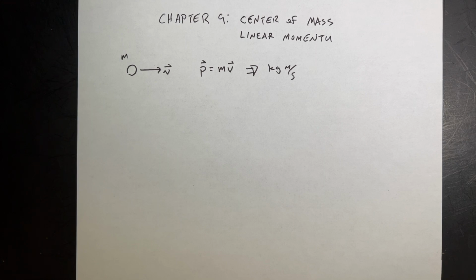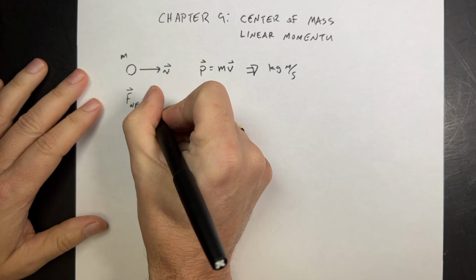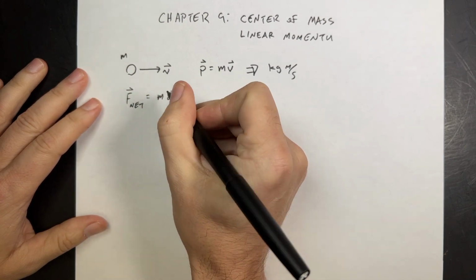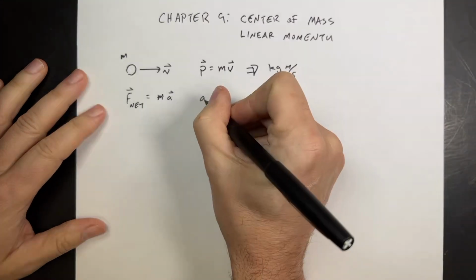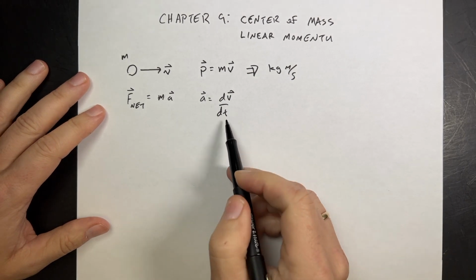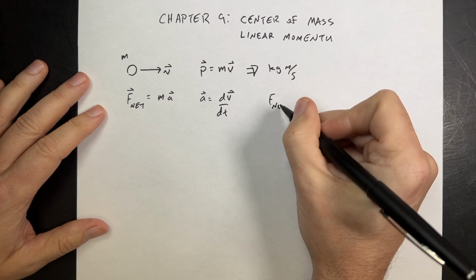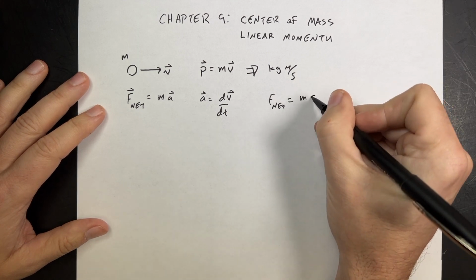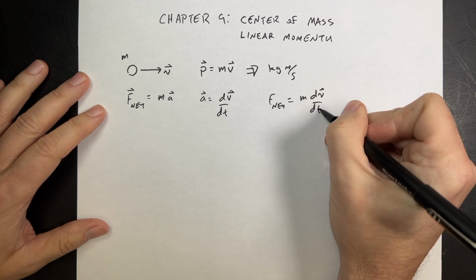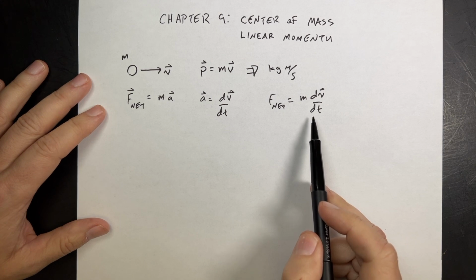Okay, so why do we care about momentum? Let me show you. Let's jump back to Newton's second law. Before, we wrote Newton's second law as F net is mass times acceleration. And we defined acceleration as dv/dt, the derivative of the velocity with respect to time. So if I put that in, I get F net equals m dv/dt. All I've done is put in the definition of acceleration as the derivative of the velocity.